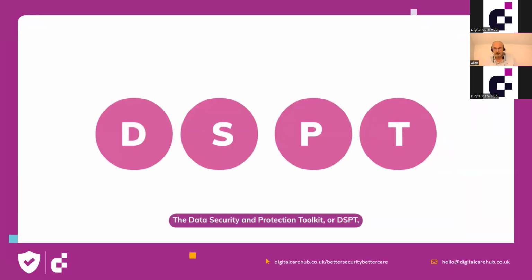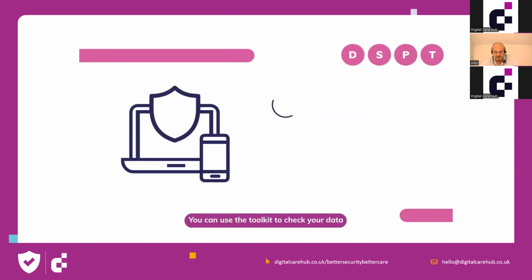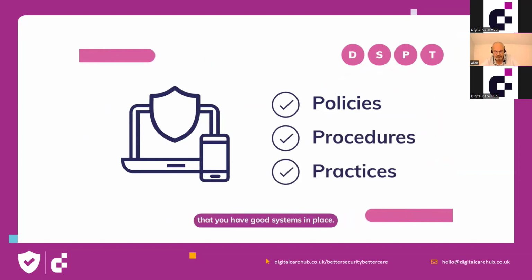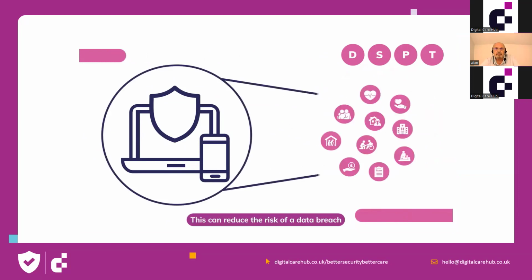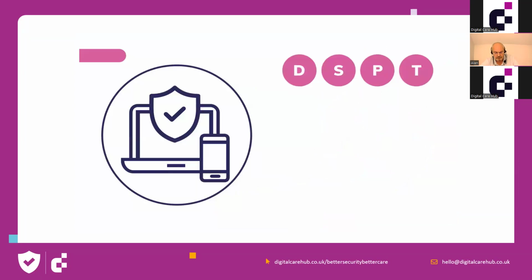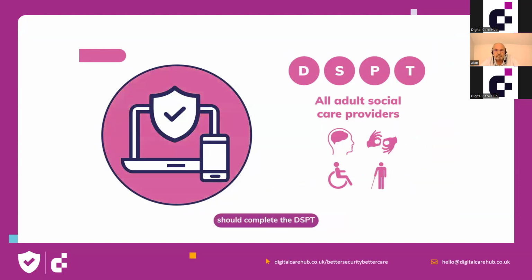The Data Security and Protection Toolkit, or DSPT, is an online self-assessment tool to check your data and cyber security policies, procedures and practices, and demonstrate that you have good systems in place. This can reduce the risk of a data breach and the risk of a fine if a breach occurs, as you will be able to show the Information Commissioner's Office the steps you were taking to reduce and manage risks. All adult social care providers in England, regardless of size, service type or ownership, should complete the DSPT at least once a year.